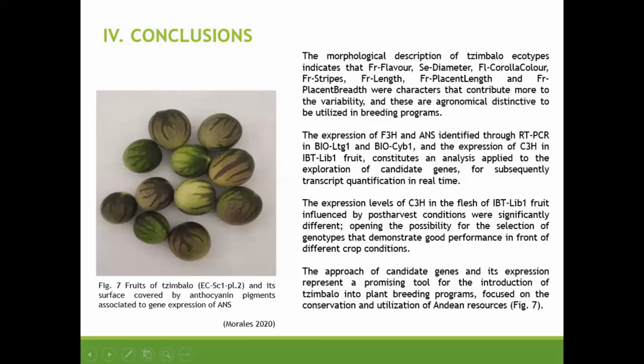Conclusions. The morphological description of tzimbalo ecotypes indicates that the mentioned descriptors are characters that contribute more to the variability, and these are agronomically distinctive to be utilized in breeding programs. The expression of the genes of interest in this research by RT-PCR constitutes an analysis applied to the exploration of candidate genes for subsequent transcript quantification in real time.